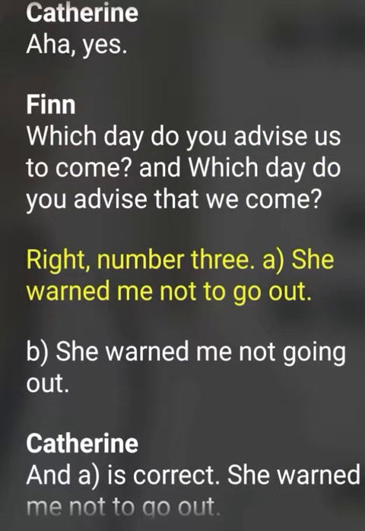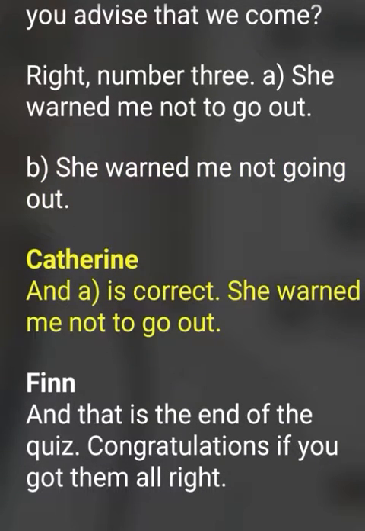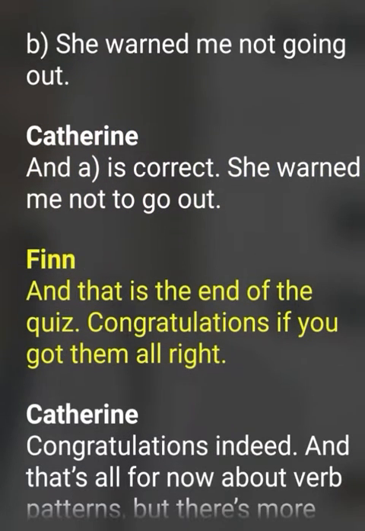Right, number 3. A. She warned me not to go out. B. She warned me not going out. And A is correct. She warned me not to go out. And that is the end of the quiz. Congratulations if you got them all right.